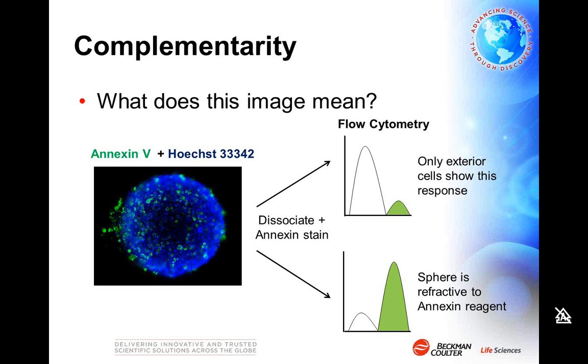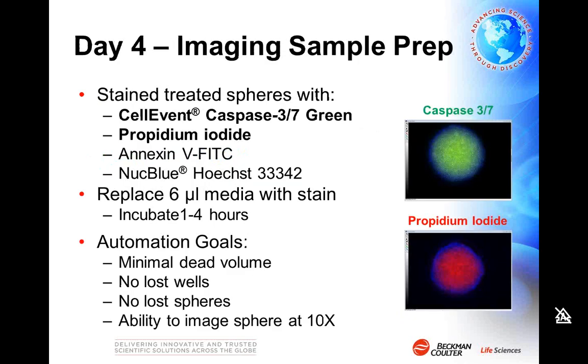However, if you were only using flow cytometry alone and you saw the upper histogram where only a small portion of cells were positive, you wouldn't necessarily know that they were all on the exterior of the sphere without using the imaging data. So again, between these two analyses, you can get a very complete picture of what's going on. So I'll talk now about each of the forms of sample preparation that was required for these two different analyses.